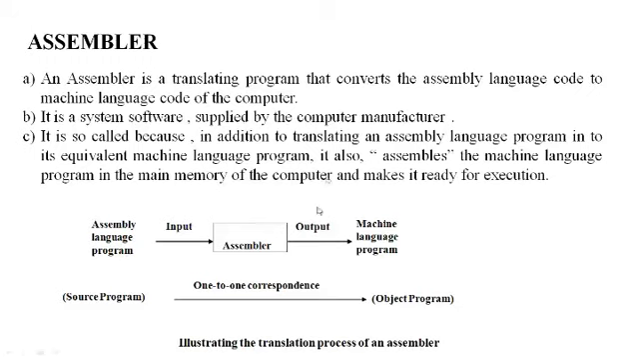If we talk about the diagram, the input to the assembler is the assembly language program and the output is the machine language program. So there is a one-to-one correspondence, means whatever code has been provided to the assembler gets converted one by one into its machine language code. Here the object program is the machine program. Machine level language is also called your object program.